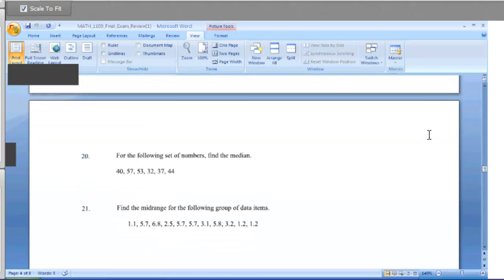Okay, for 20, we want to find the median. The median is actually pretty easy to find. The trickiest part, believe it or not, is just putting the numbers in order. So let's start with the lowest one and work our way up. So 32, then the next will be 37, then 40, then 44, then 53, and then 57.